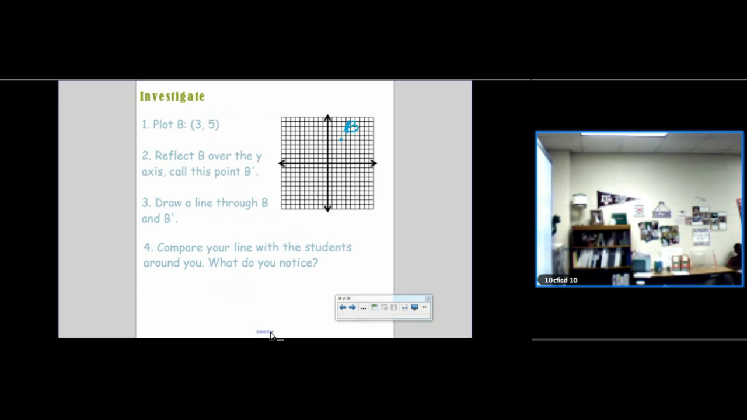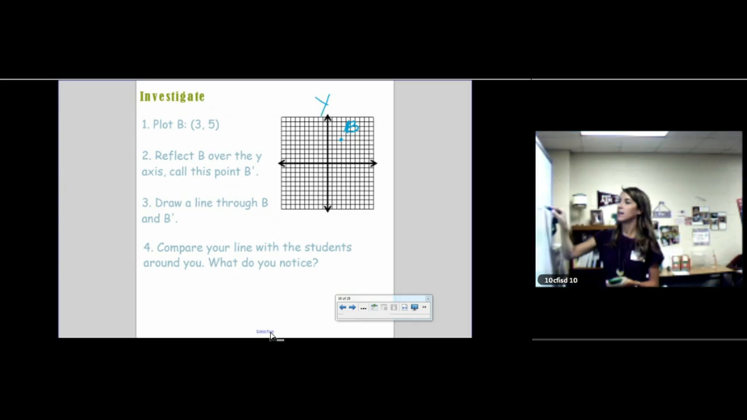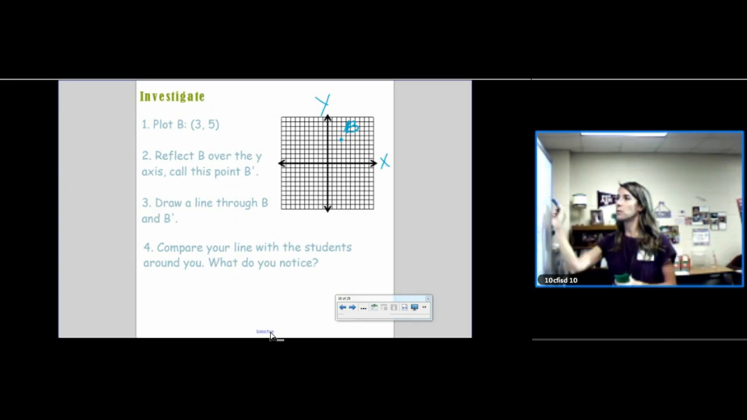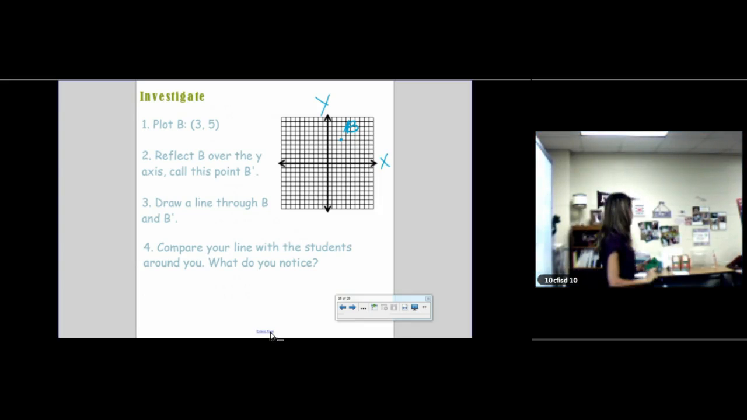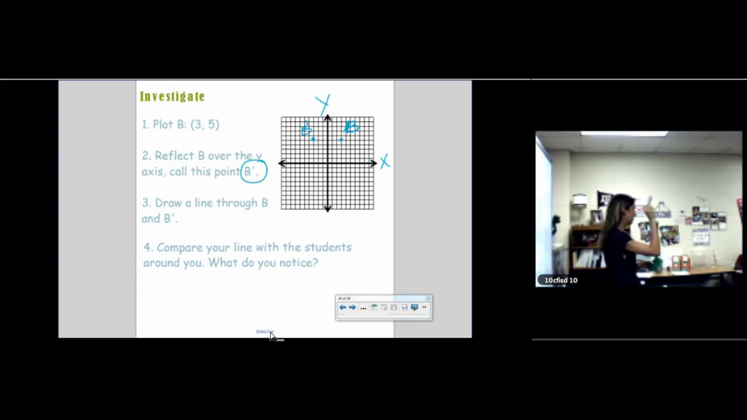Reflect it over the y-axis. Oh my goodness, you know how to do that? Which one's the y-axis? Yes, so this is y and x. So I'm going to flip it. I'm going to reflect it over the y-axis. How far away is B from the y-axis? How many units? 3. 1, 2, 3. So just go the other way and go 3. 1, 2, 3. And it says to call it not B, because you can't call 2 points B. It says to call it B prime. B with a little tick mark. I call them tick marks.